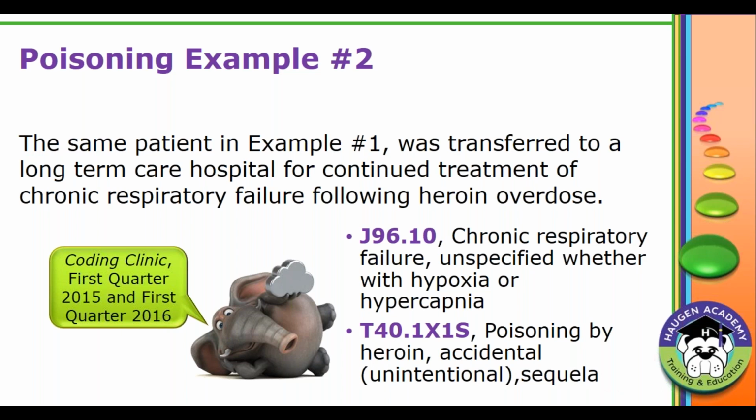The reason for this is they say that the sequela coding guideline takes precedence over the poisoning sequencing guideline, that this patient isn't really being admitted to long-term care for anything to do with his poisoning. It really is just working on his chronic respiratory failure, and this is now a sequela of the heroin overdose. So if you've ever thought that you don't really need Coding Clinic, I think here's a really good argument for one of those weird situations where you would need it.